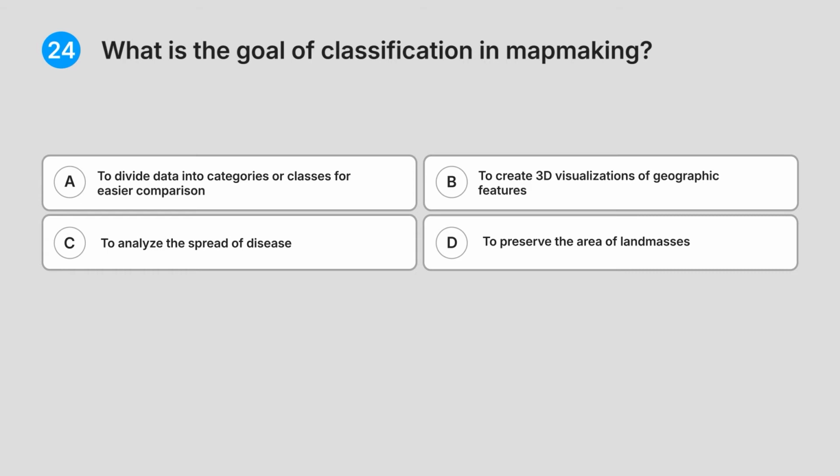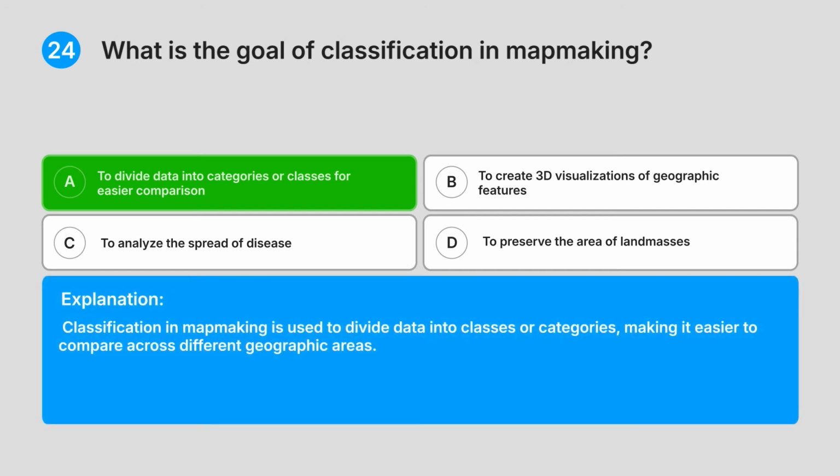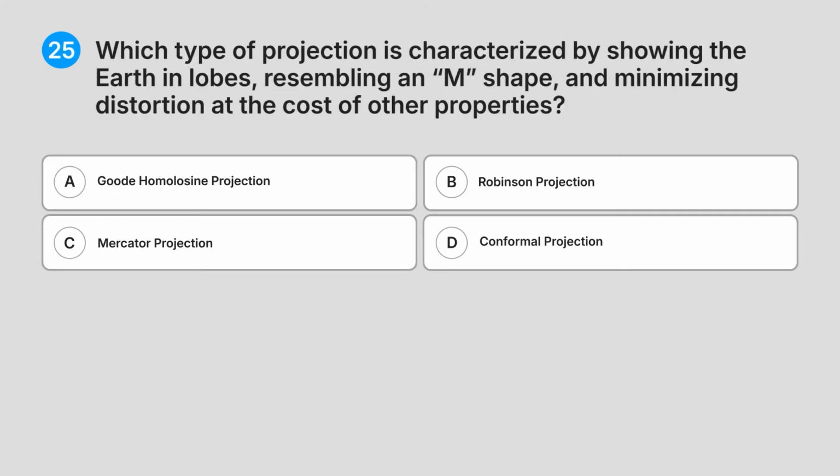Correct answer. A. To divide data into categories or classes for easier comparison. Explanation. Classification in mapmaking is used to divide data into classes or categories, making it easier to compare across different geographic areas. 25. Which type of projection is characterized by showing the Earth in lobes, resembling an M shape, and minimizing distortion at the cost of other properties?